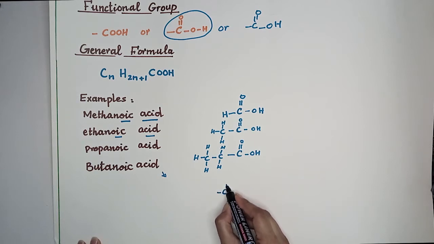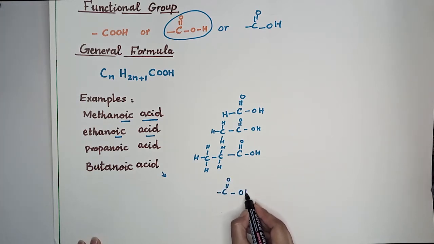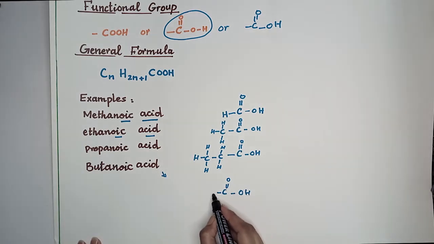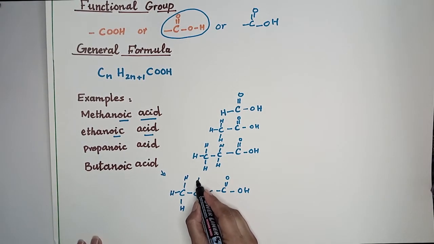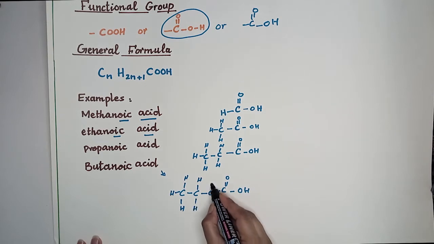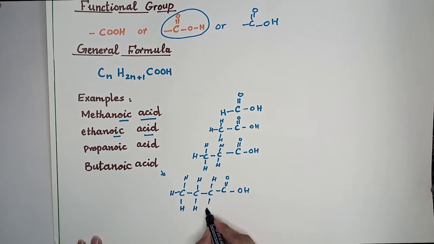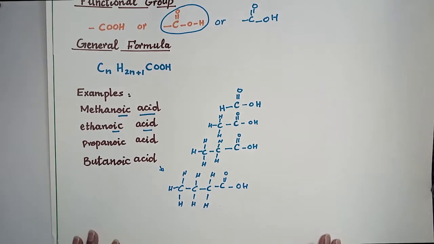Butanoic acid: one is the functional group. A total of 4 carbon atoms should be there in the chain: 1, 2, 3, 4. The rest of all bonds will be utilized by the hydrogen atoms. All carbon atoms must form 4 covalent bonds. Otherwise, your formula will be wrong.